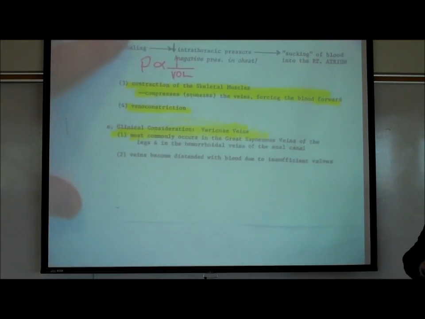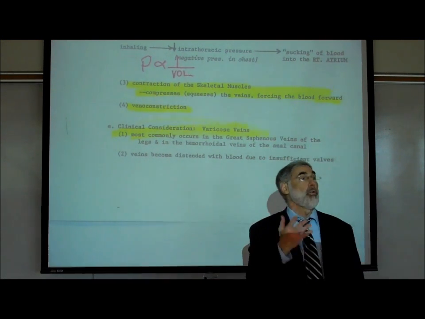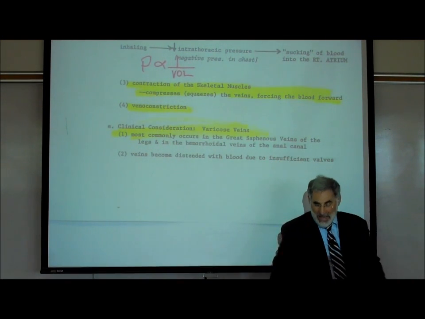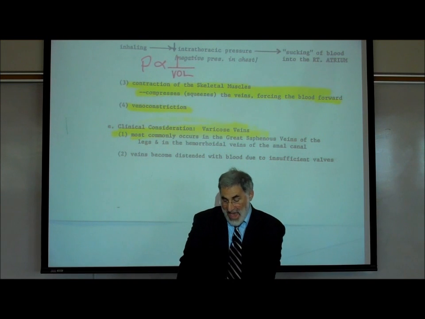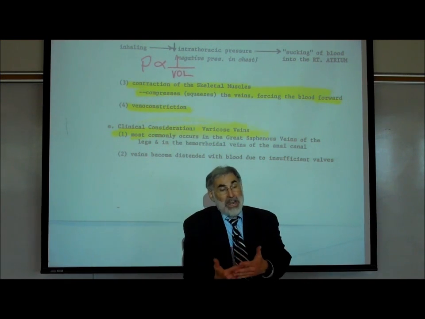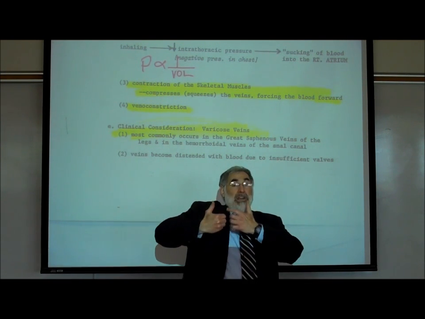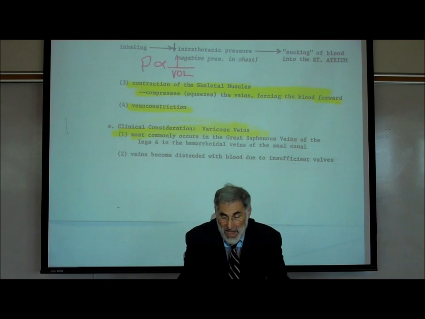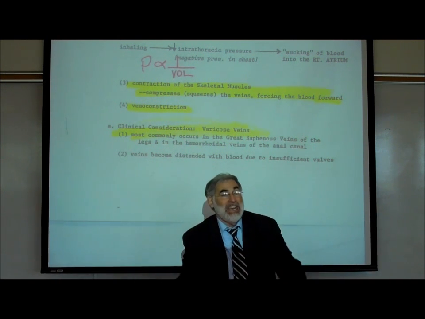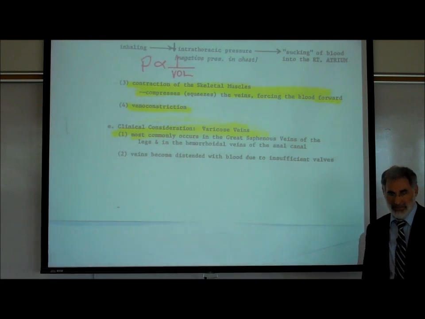Incidentally, under clinical considerations, what are varicose veins? That's when the valves don't work. So instead of the blood flowing through these veins of your legs back to your heart, the valves are not working right. The blood doesn't go forward, it flows backwards, and the veins become distended and engorged with blood. That's called varicose veins. It's a valve problem.